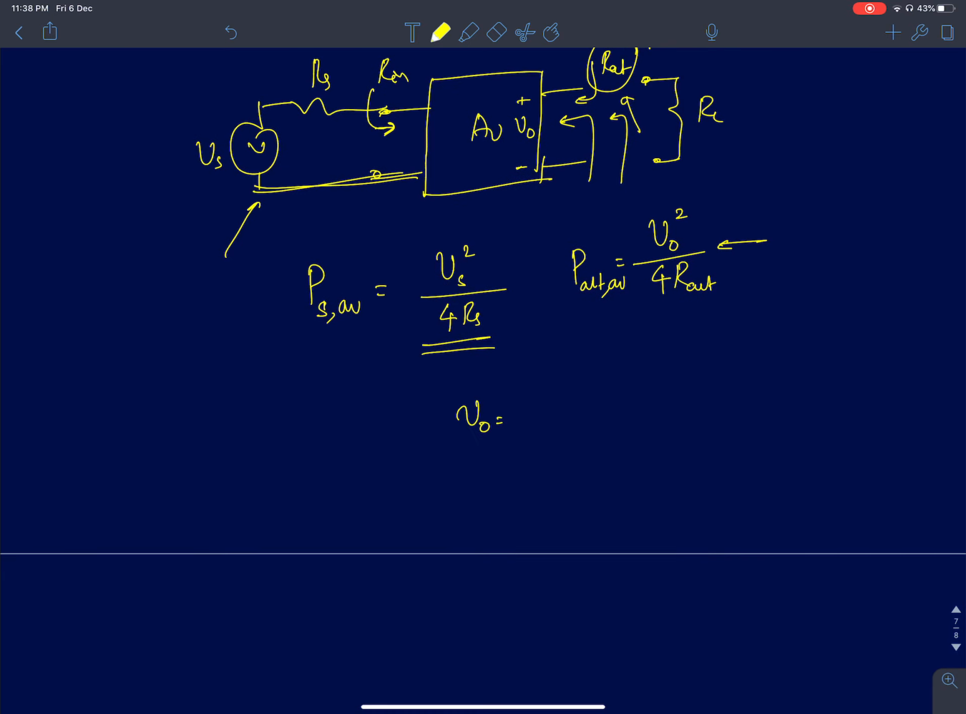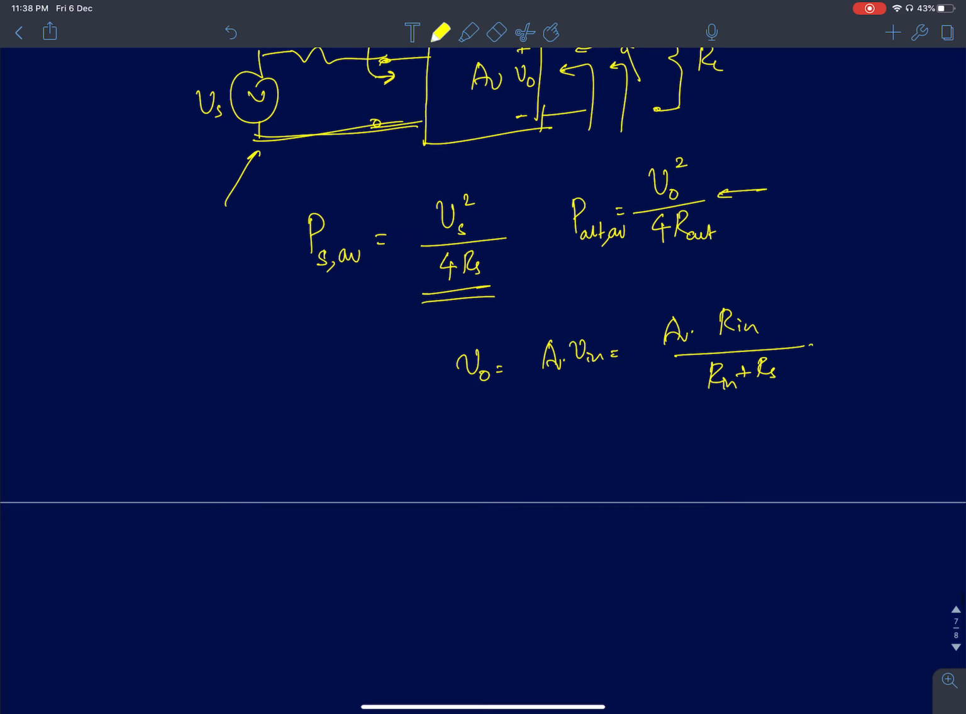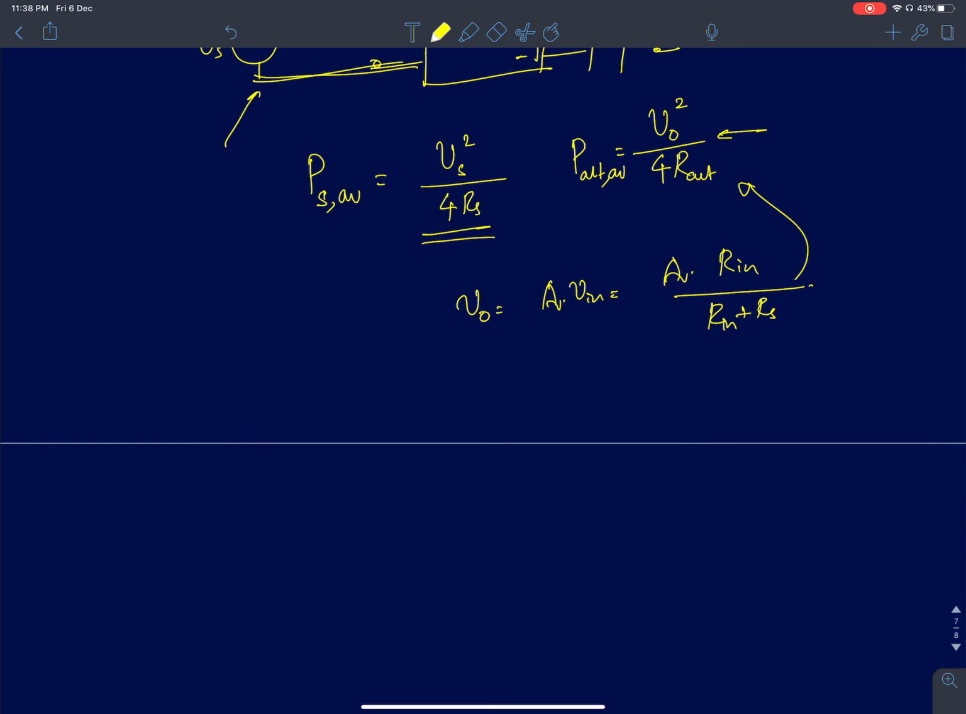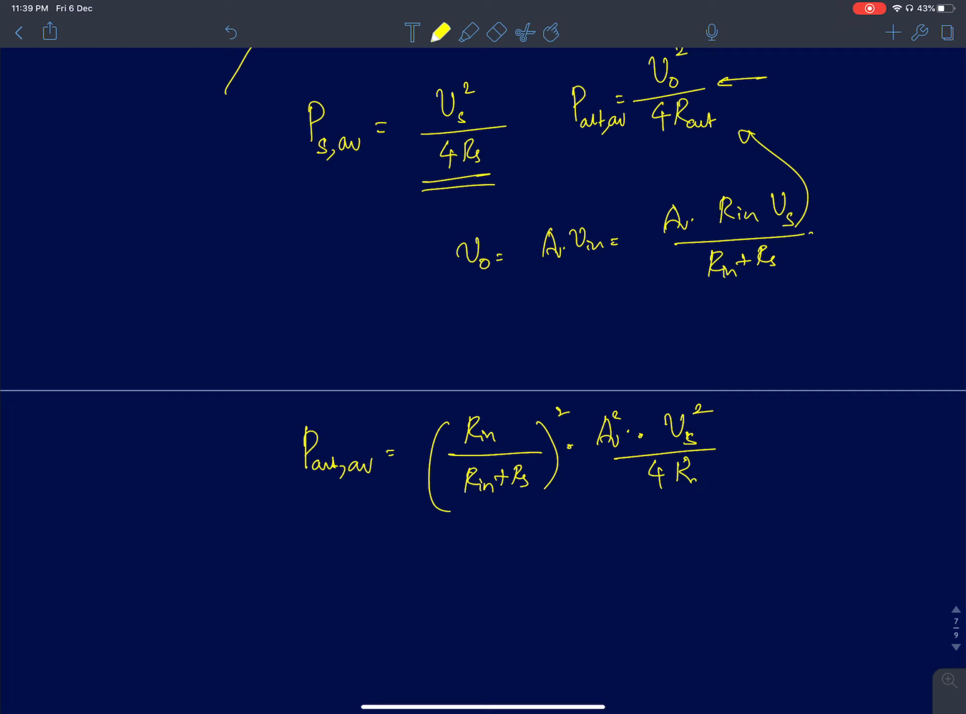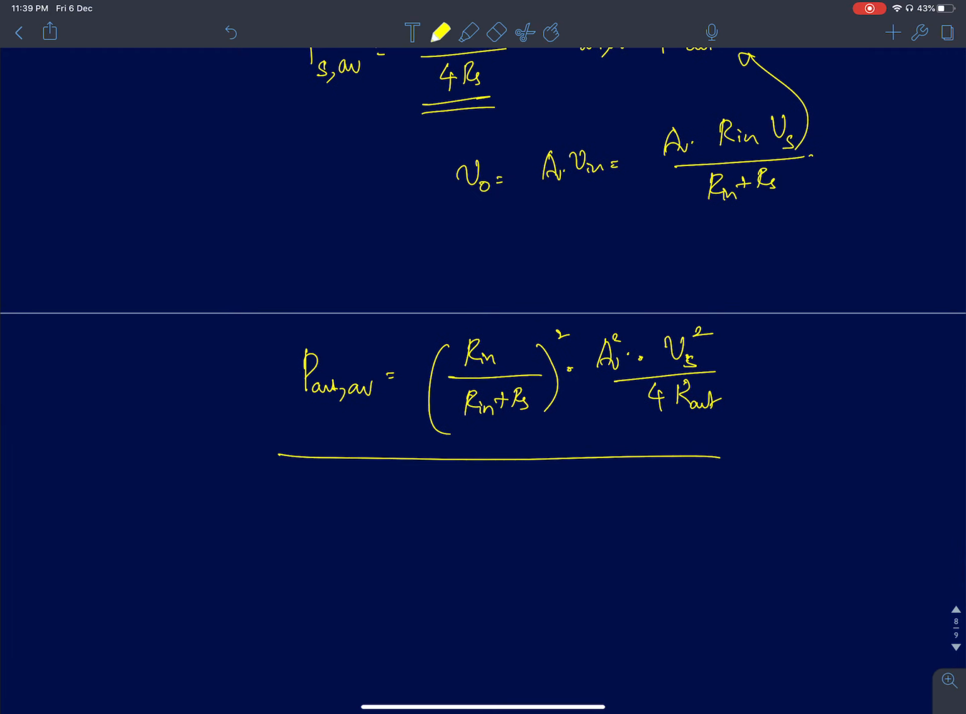Now we know V0 is simply AV into Vin, which is nothing but AV into Rn by Rn plus Rs, times Vs. If I substitute this in the equation, I'll get the available output power as Rn by Rn plus Rs, the whole square, into AV square, into Vs square, divided by 4Rout. So this is your expression for the available output power.